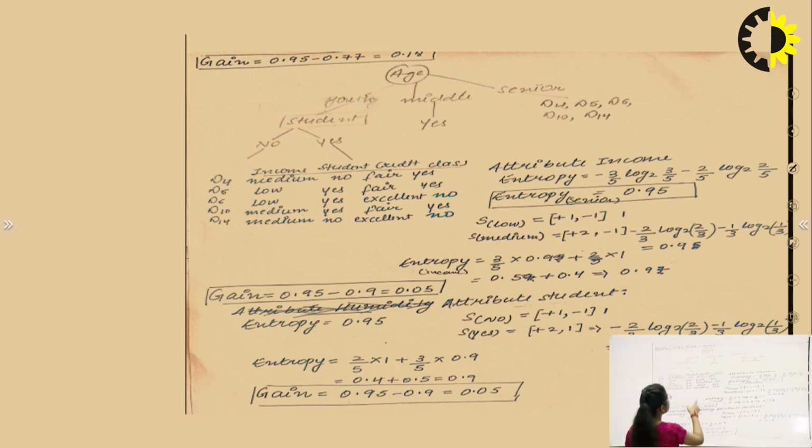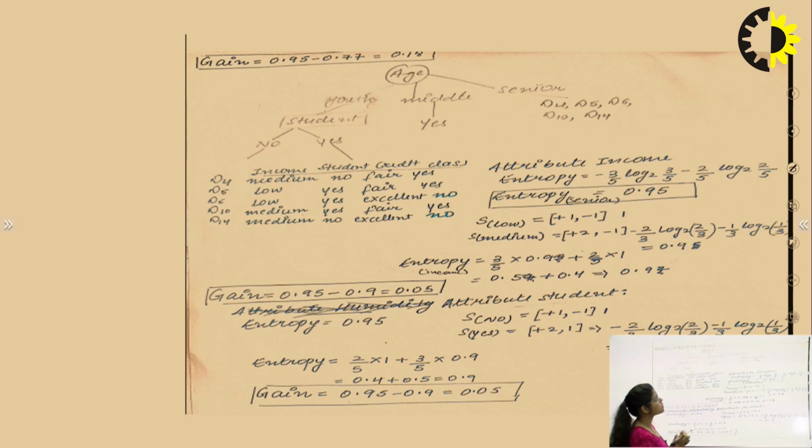First is age, second is youth, third is middle, fourth is senior. According to that, student has the highest gain. After that, we will divide into two parts, no or yes. Middle, we don't need to divide because middle only has the yes attribute. It is not further divided into no. That's why we will not divide it into further attributes.